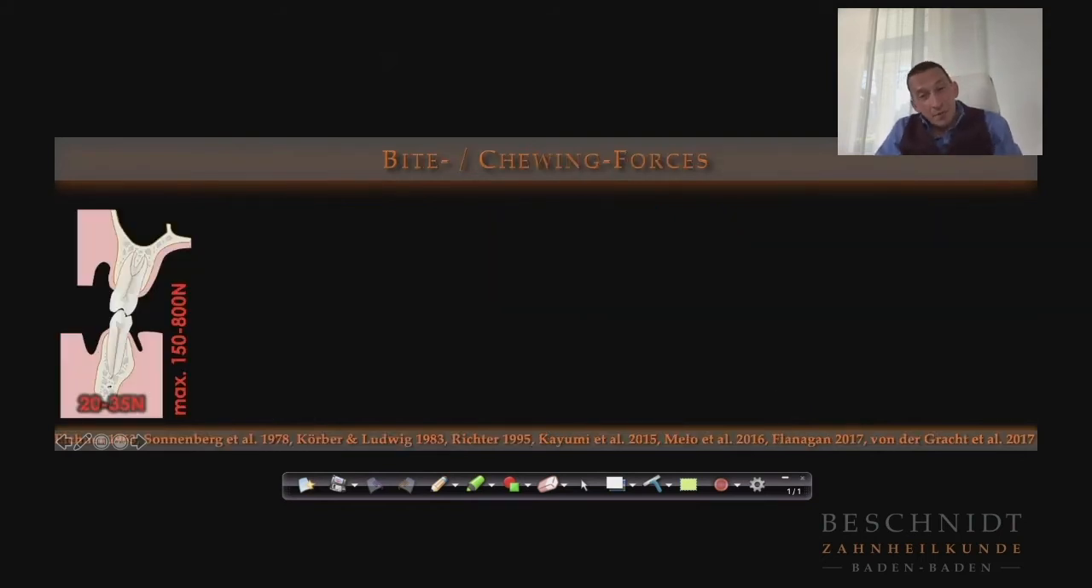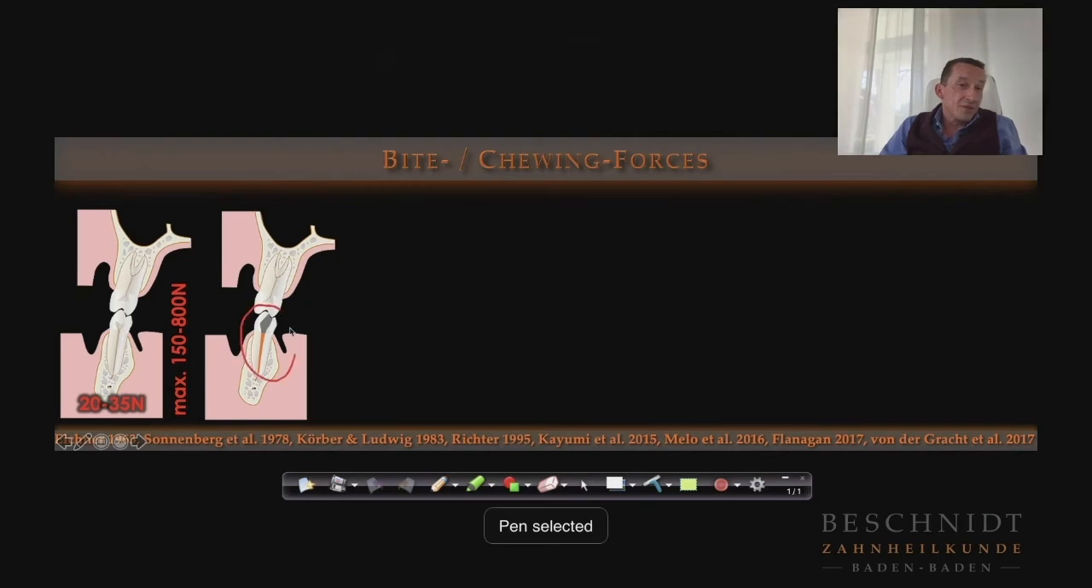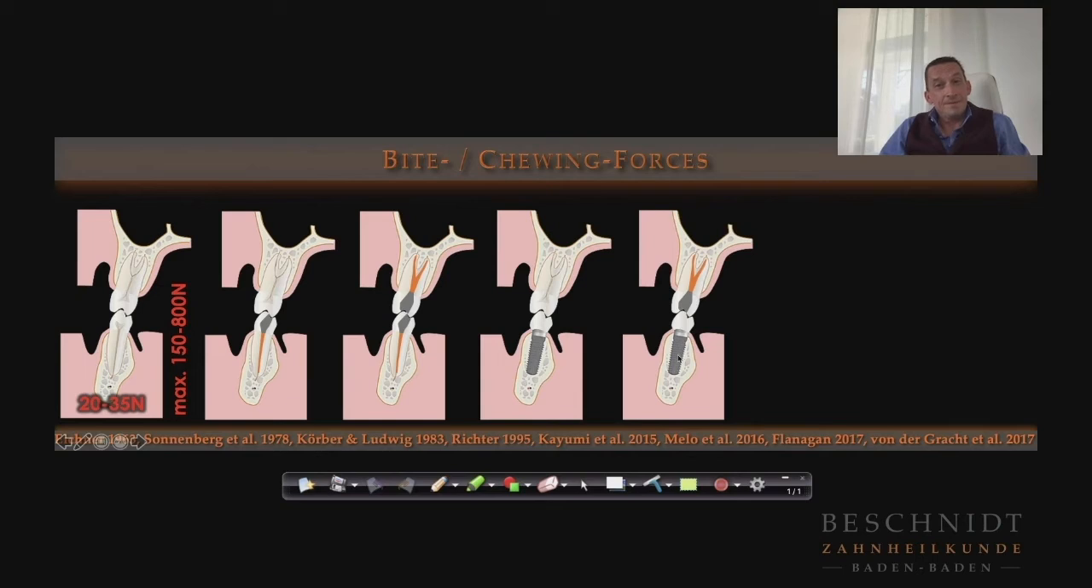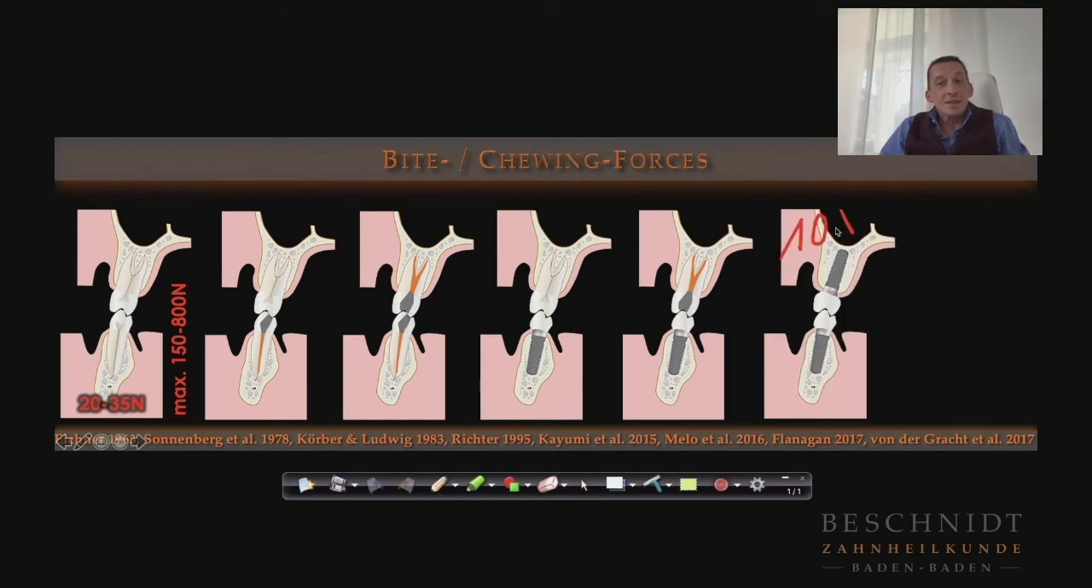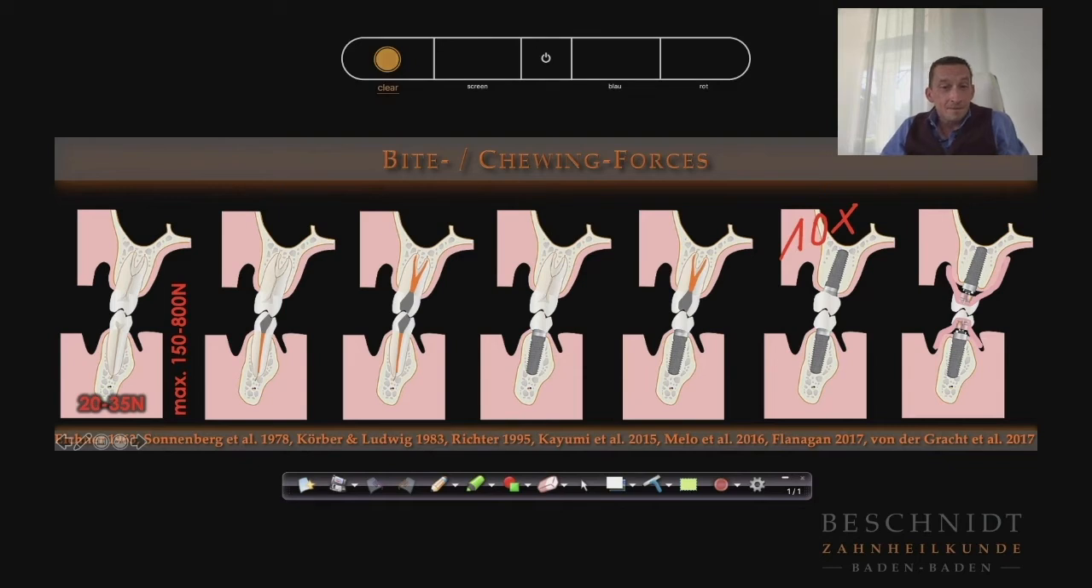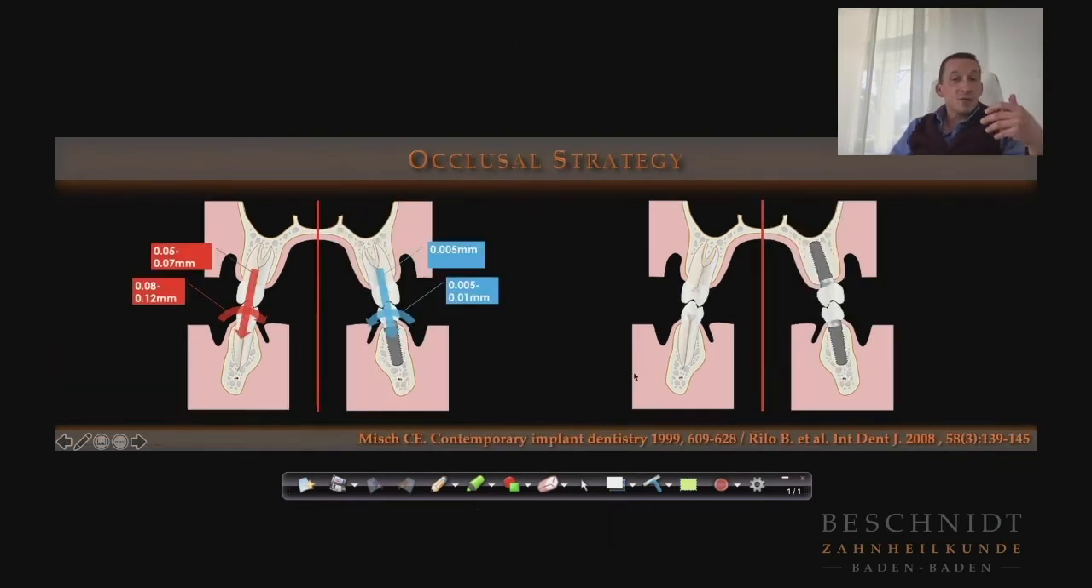So comparing the movement and the tactile sensitivity means that with implants we have higher chewing forces. We know that the regular chewing force is about 20 to 35 newtons. We know with a root canal treated tooth, it's 6 to 8 times higher. But we also know, with implants, it's up to 10 times higher. So now the prosthesis and also the crowns, even if you take a removable, need to withstand those 10 times higher forces. This means we have to think about occlusal strategy in implant treatment.